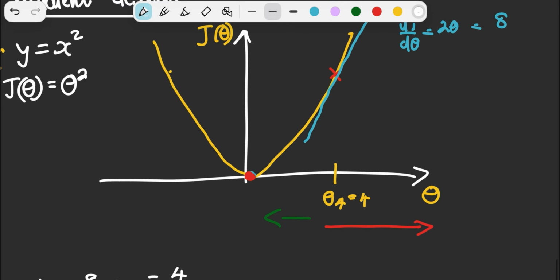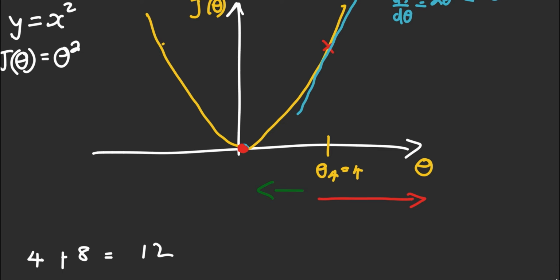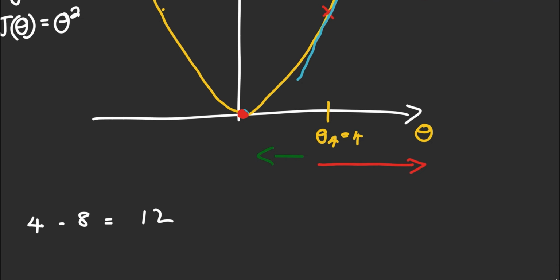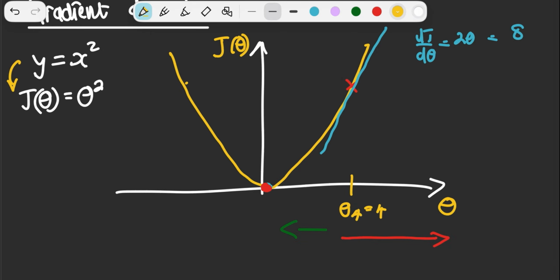Okay, so if you were to subtract your gradient, you're going to get a lower value of theta. If you were to add it, you'd get 12, which is far away. 12 is over here, and it's going to have a very high value of J of theta. So if you subtract your gradient, wherever you are, if the gradient is positive, you're going to end up with a value of negative 4. Okay, so now we're here at negative 4.